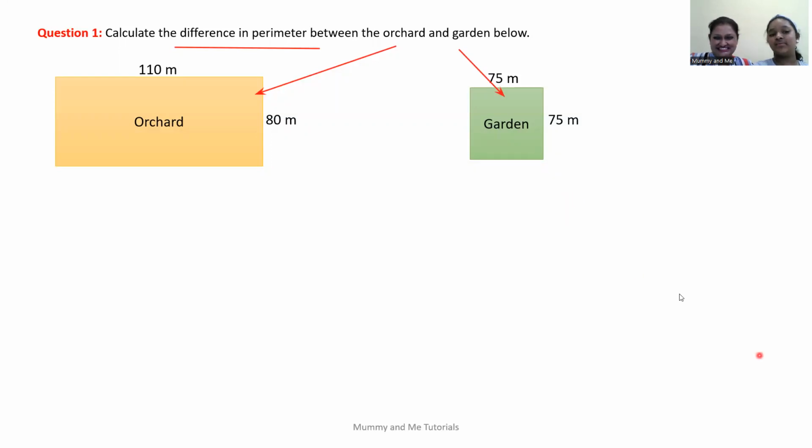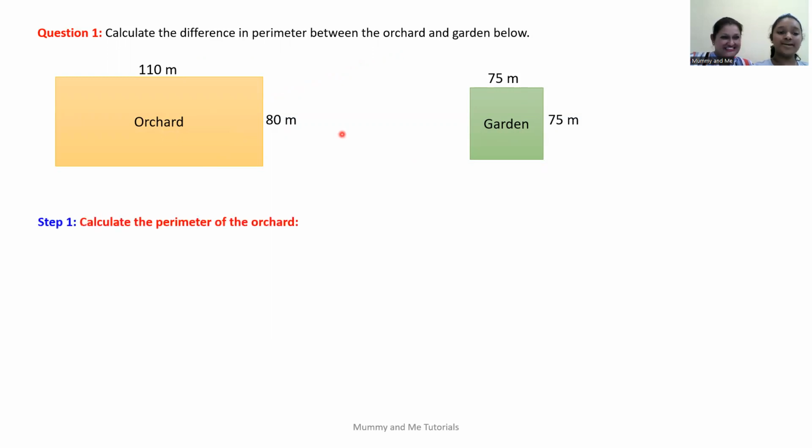Well, firstly, we need to calculate the perimeter of the orchard, then the perimeter of the garden, and calculate the difference by subtracting the smaller perimeter from the larger perimeter. Okay, what's step 1? Step 1 is to calculate the perimeter of the orchard. But what shape is this orchard? The orchard is a rectangle. And in a rectangle, the two long sides are called lengths, and the two short sides are called widths or breadths.